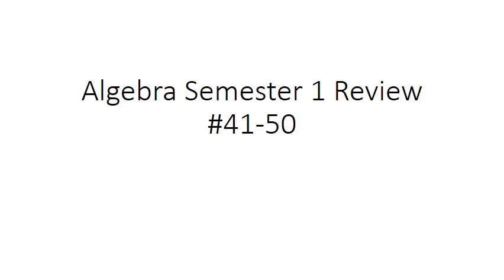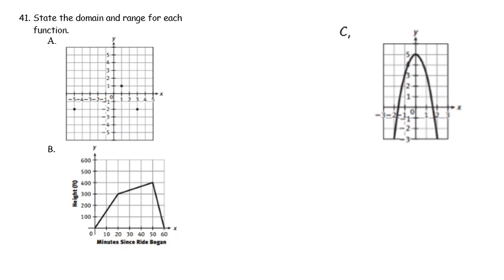All right, Algebra Semester 1 review, numbers 41 through 50. All right, let's look at 41. For these, we are stating the domain and the range. Well, first, let's look at problem A, and we see that we've got a discrete graph. Discrete means that you're just going to find points. So let's identify those points.